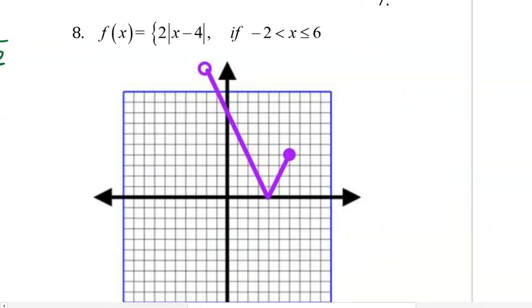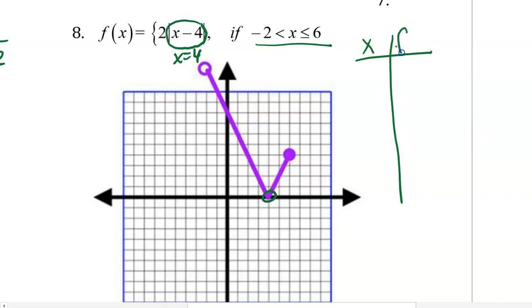So here we have an absolute value. In class we discussed that we can find the point at which the absolute value is equal to 0, and that would be when x equals 4. 4 minus 4 is 0. So that's our turn point. Then we ask ourselves, is that within the domain that's defined on this piece of the function? Yes, 4 is greater than negative 2, and it's less than or equal to 6.